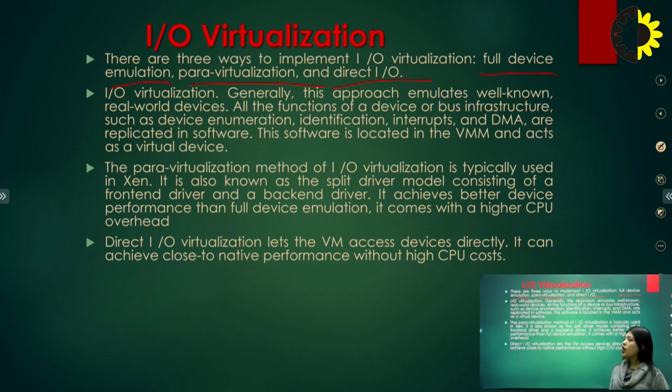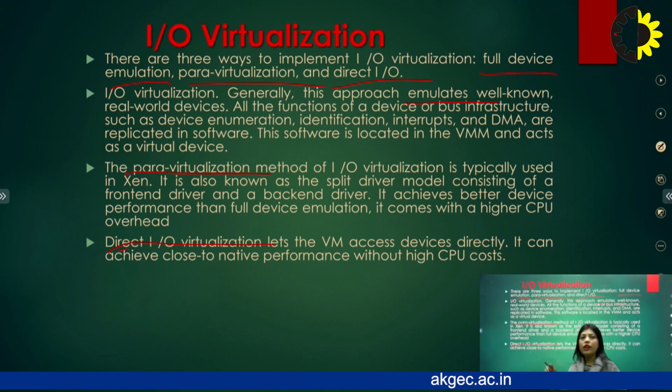But the para-virtualization method of input-output virtualization is typically used in Xen. It is also known as the split driver model, consisting of a front-end driver and a back-end driver. It achieves better device performance than full device emulation. Next is direct input-output virtualization. This is para-virtualization and this is full device emulation. In direct input-output virtualization, we let the VM access the device directly. In this, we directly access the devices from the VM.